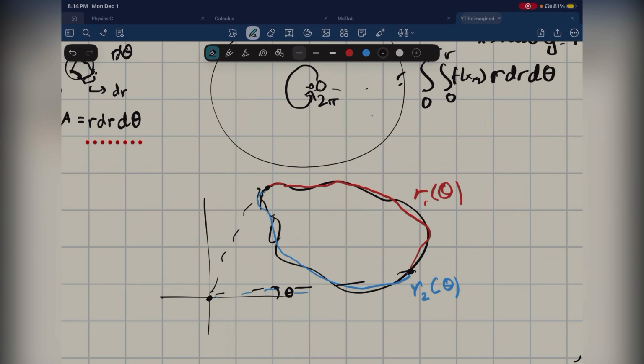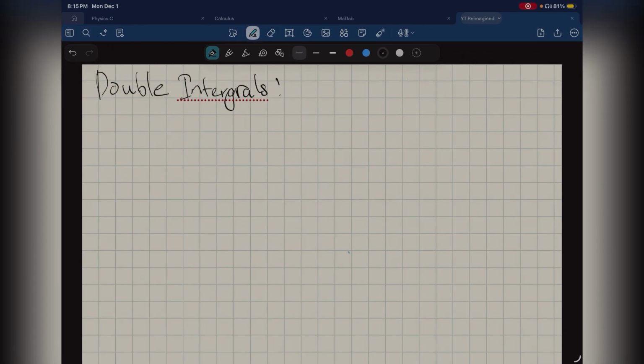So it's going to be theta 1, theta 2. So then we're going to have r2 of theta, r1 of theta, theta 1, theta 2, over dA, which is r dr d theta. That's how this works.